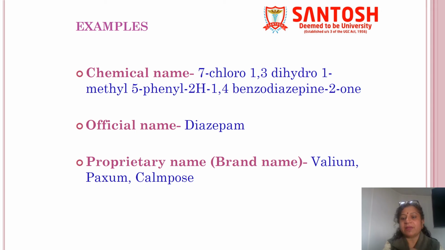Next is the branded name, which is given by pharmaceutical companies. The names are Valium, Paxum, Calmpose. There are so many pharmaceutical companies. Even in India, there are more than 50 pharmaceutical companies, and most of them are making this particular drug. So they have to give different names for their own manufactured products, and these are called brand names.